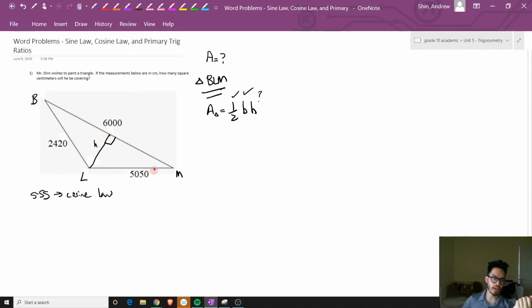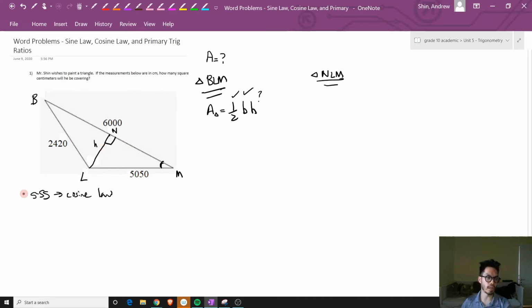Now, let's take a look at this triangle right here. I'm going to make this letter here, let's call it N. In triangle NLM, we only have this hypotenuse here, and we're trying to find the height. We don't have enough information in triangle NLM to find the height. But if we use cosine law to find this angle here, then we will have enough information for this right angle triangle NLM to find out what h is. Okay, so that's the overall plan.